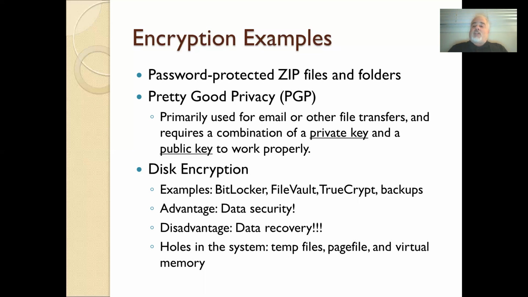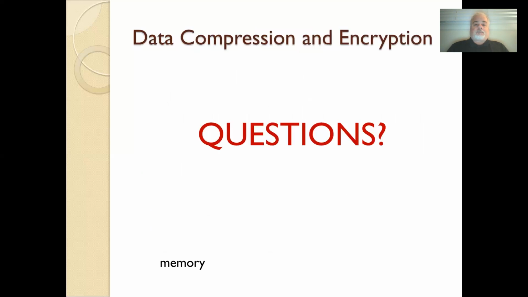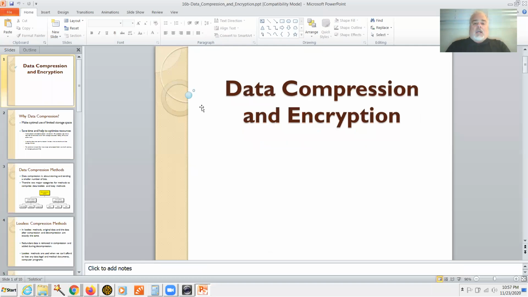So encryption isn't perfect. It's good enough for the average user, but you're leaving breadcrumbs unless you really know what you're doing. You're always leaving breadcrumbs of your data in these other files. So that is data compression and encryption. And I just want to give you a quick example of something before I leave here.